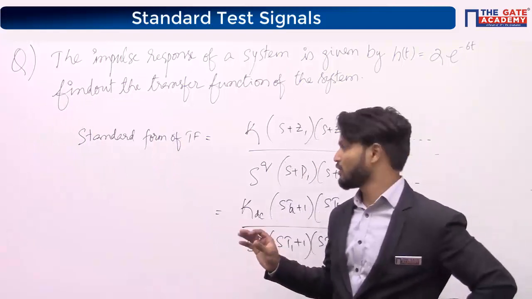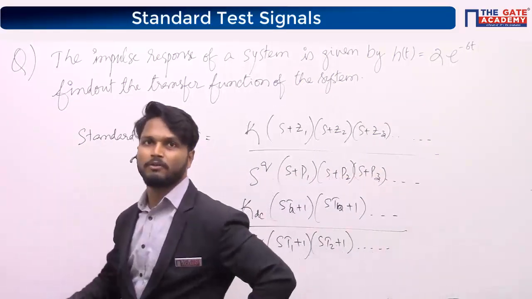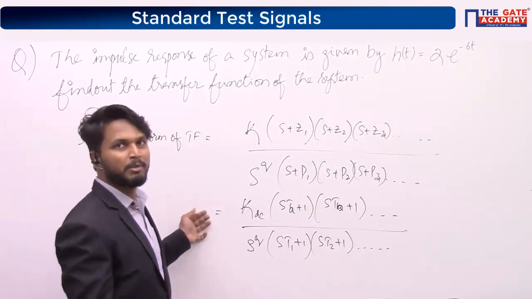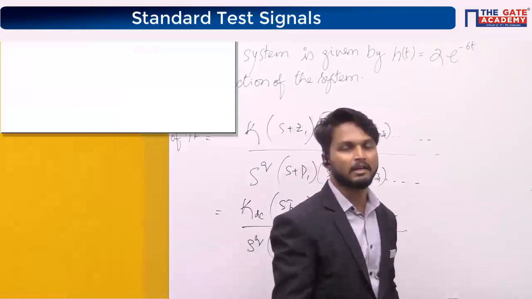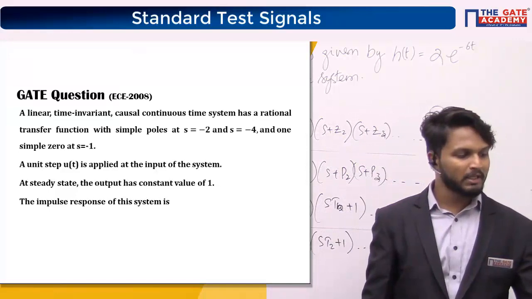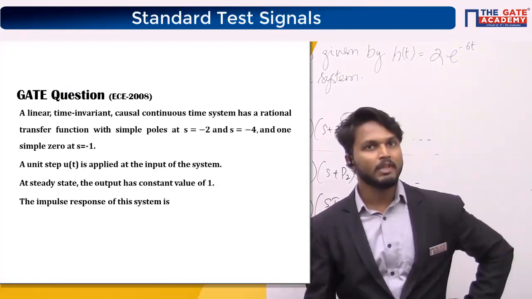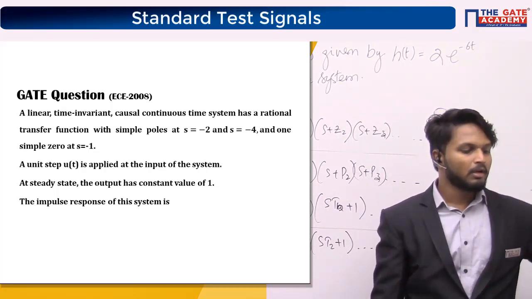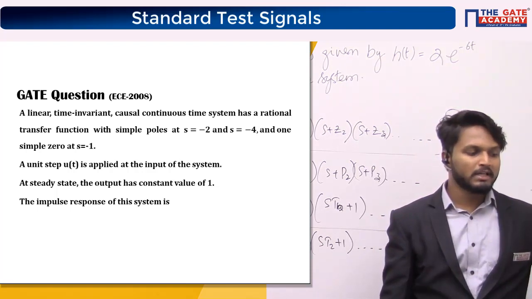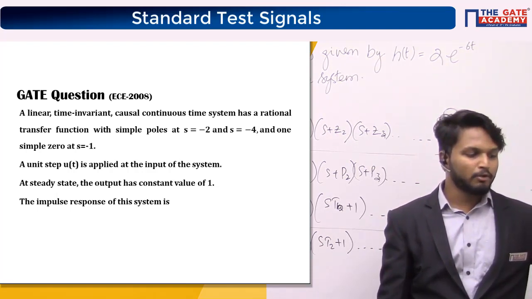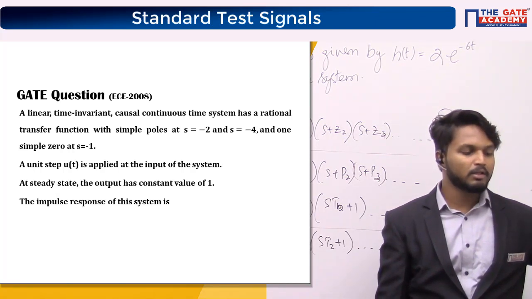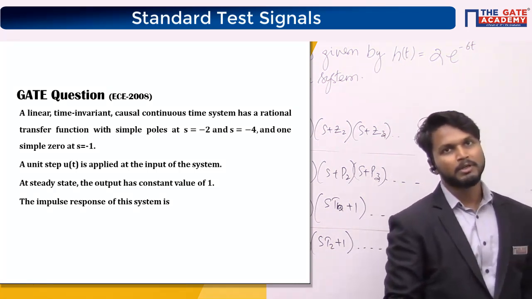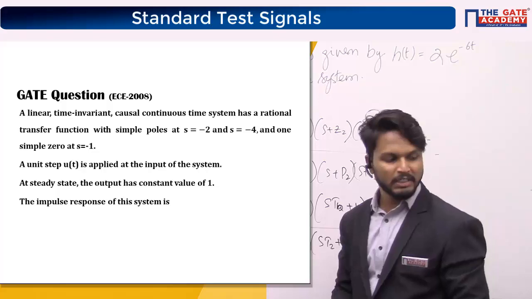Did you people remember this or not? Please remember this. This is useful for further classes. If you are stuck at basics and don't remember them, it will be difficult for you to understand the later classes. So if you remember that, please solve the next problem. A linear time invariant continuous causal system has poles and zeros given. A unit step input u(t) is applied at the input of the system. At steady state, the output has a constant value of 1. The impulse response of this system is.